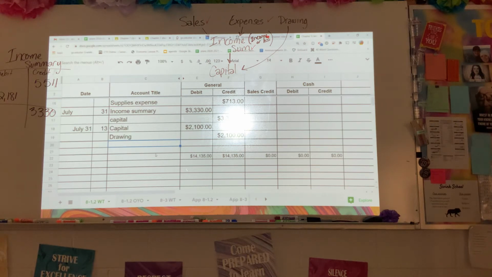Okay, are we all lost? Are we all on track? What do we think? The reason why people mistake these quite often is they try to just do them really rapidly instead of going through the proper steps. So make sure you do sales first, then expenses, then income summary, and then drawing. And all of these get closed out so that we can do our next step.